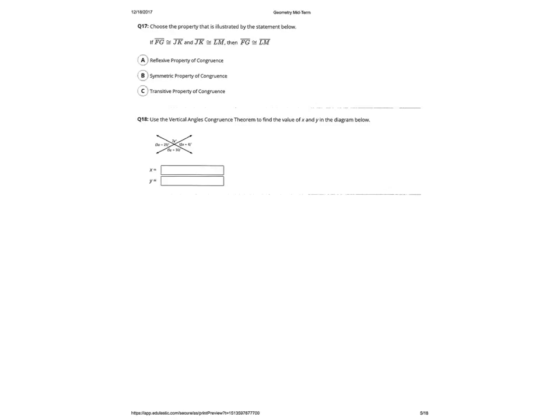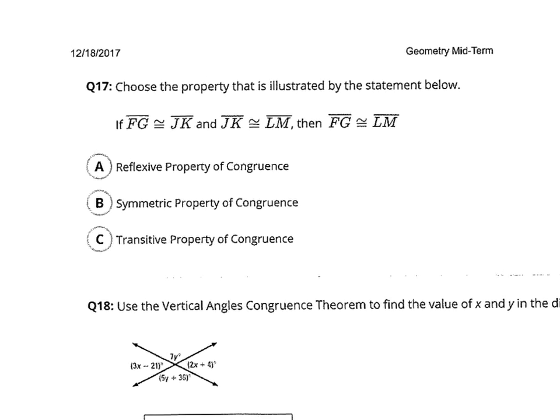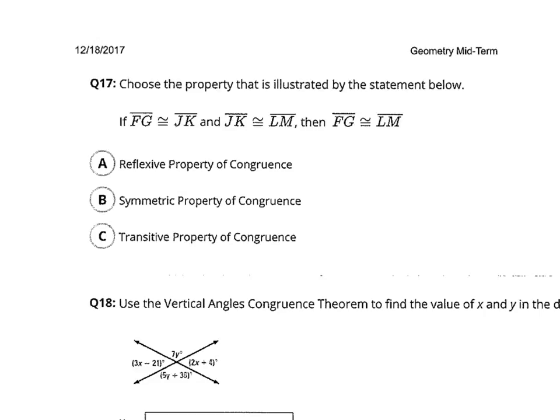On to page 5. Again, more properties. Reflexive, symmetry, and transitive are your choices. So you got FG equals JK, JK equals LM, therefore FG equals LM. So we cut out the middle guy. Which property talks about that?